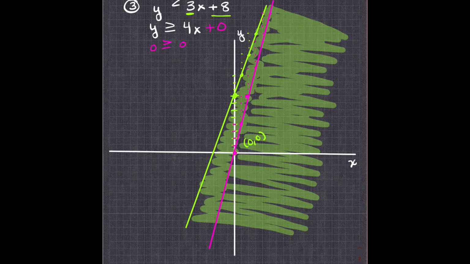Suppose I did 1 and 1. 1 is greater than or equal to 4 times 1. 1 is not greater than or equal to 4. So I don't want to color here. I'm going to be coloring to the left of my line.